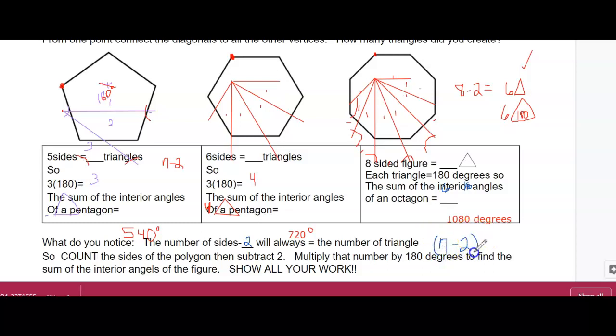That gives you the number of triangles, and you multiply that by 180 degrees. And that will give you the total. So count the number of sides of a polygon, then subtract 2, then multiply that number by 180 degrees to find the sum of the interior angles of the figure. Show all your work. We're going to practice that.